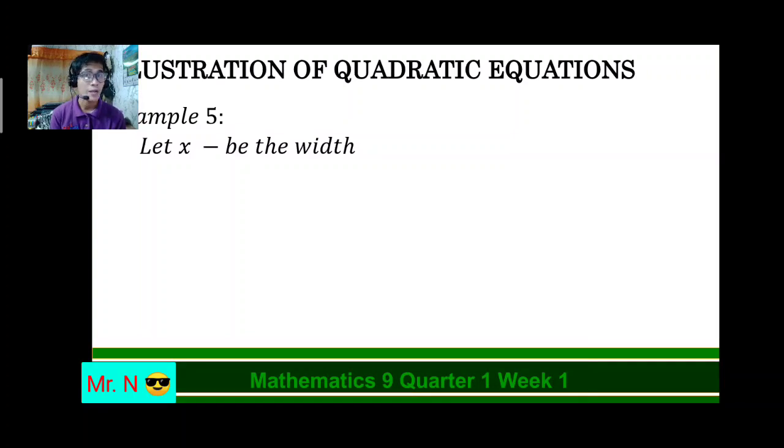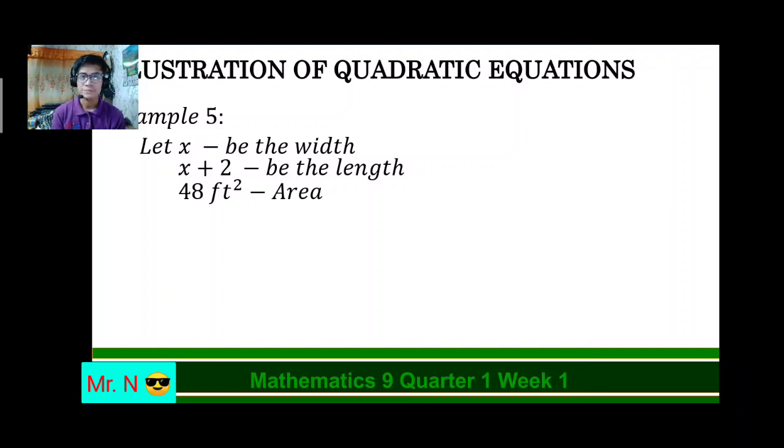Okay? So, how do we get the length again? We just add 2 to the width. So, meaning to say, x plus 2 be the length. And 48 square feet or feet squared as the area.